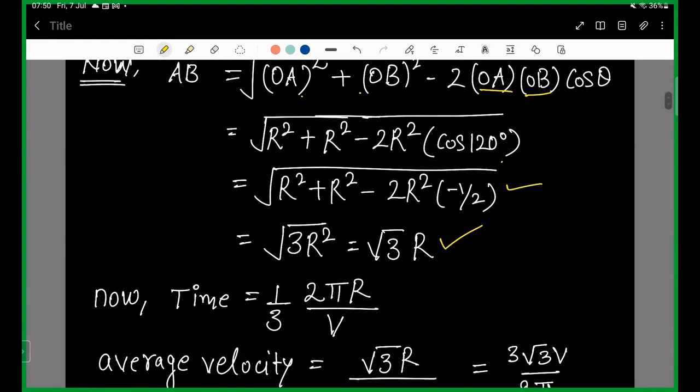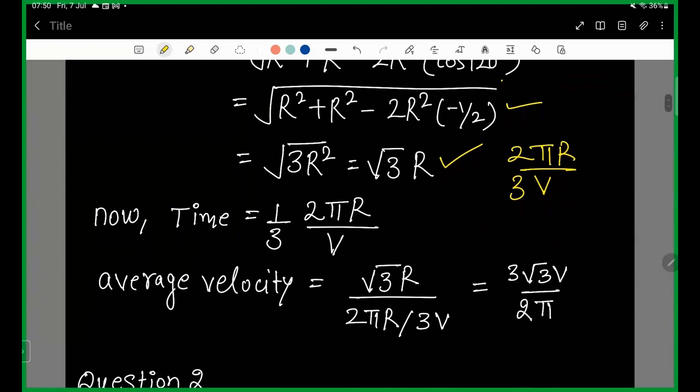Time will still remain the same. As I mentioned, total time is total distance by speed. But since you have covered 1/3 distance, the time will be 2 pi R by 3v. So your total displacement is root 3 R, and your total time is 2 pi R by 3v. Solving this will get you the average velocity. So this is how you find an average velocity.